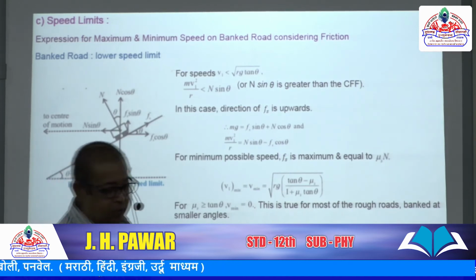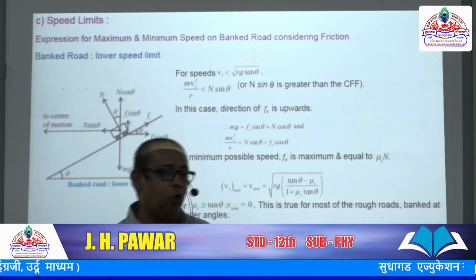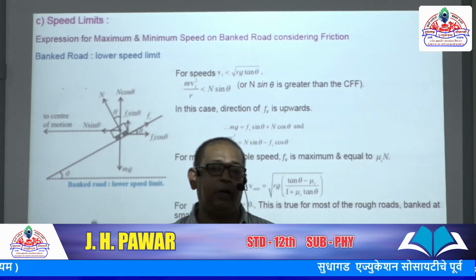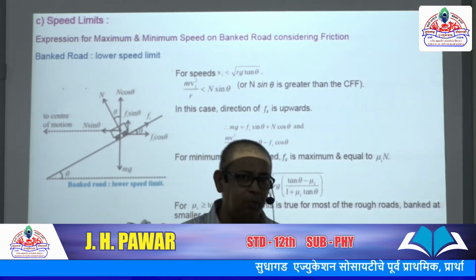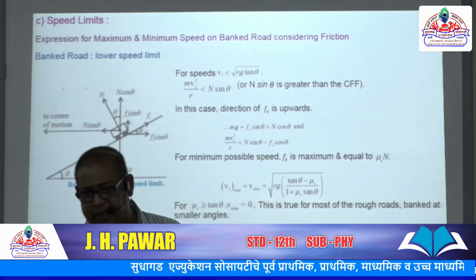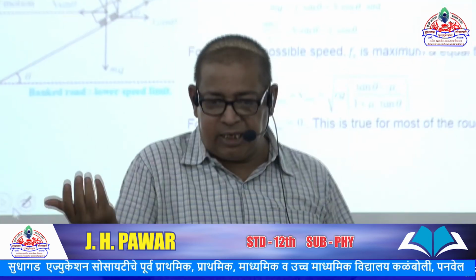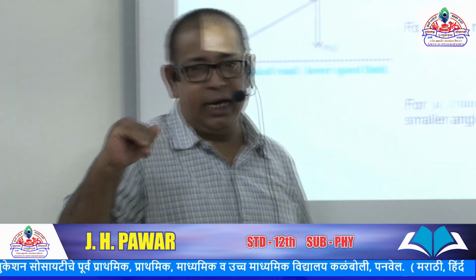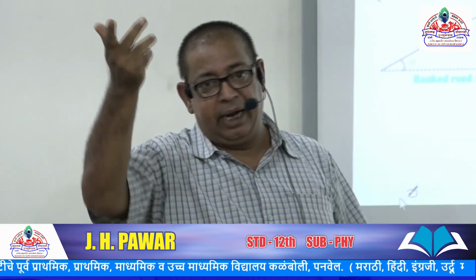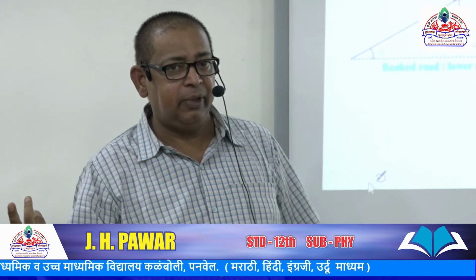Suppose a banked road is there and a speed limiting board is there. Suppose the displayed speed limit is 40 kilometers per hour, or whatever the limit may be. But one thing should be noted: the vehicle is not necessarily going at exactly that speed. The speed of the vehicle may be less than 40 or greater than 40. If it is exactly 40, then it is safe.